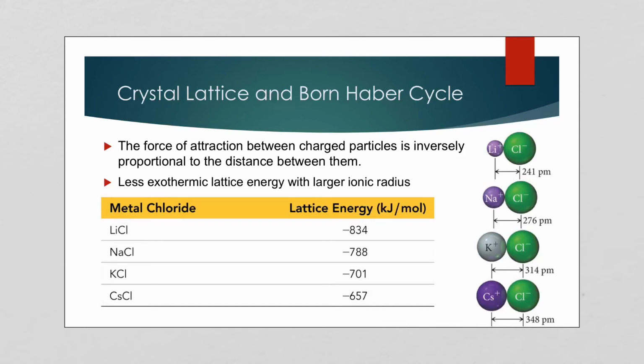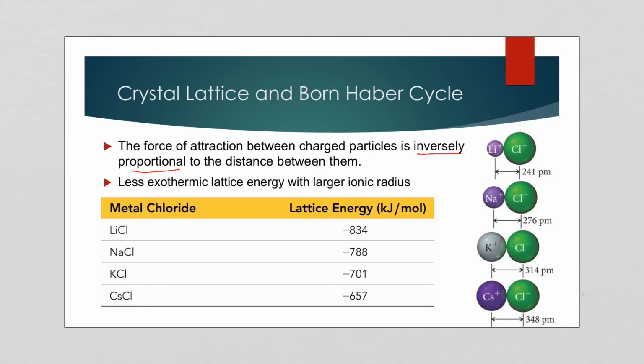Okay, so let's talk about some variations in lattice energy, meaning how can we predict whether something's going to have a higher or lower ionization energy or lattice energy. First of all, the attraction between the charged particles is inversely proportional to how far they are apart, meaning the closer they are, the harder it is to separate them, right? If they're closer together, there's going to be a stronger bond. It's going to be harder to break. If they're farther apart, that's going to be a weaker bond. It's going to be easier to break, less energy.